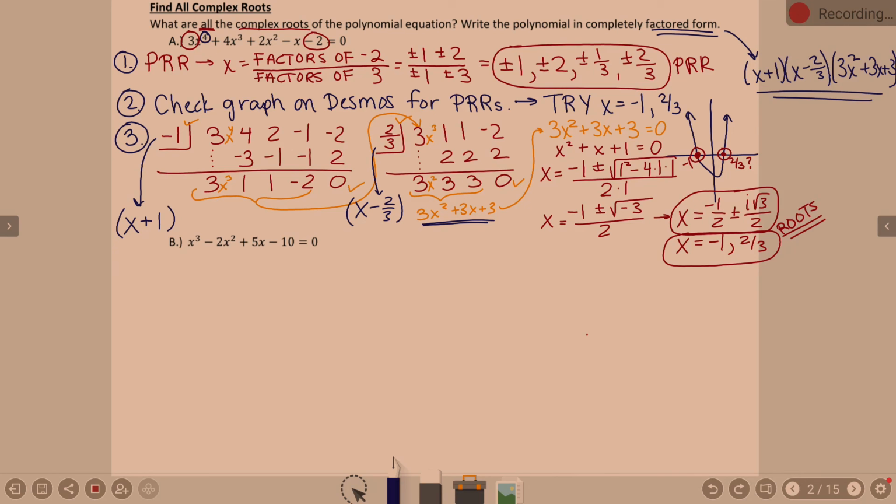It depends on which question they're asking you. In some of the homework questions, they might just ask you for the roots. So you might just say x equals -1, 2/3, and the other ones. In some of your problems, they might ask for the factored form. So that is the x plus 1, x minus 2/3, and 3x squared plus 3x plus 3. In some of your problems, they might ask you for both. I don't remember exactly what the combination was there. Okay? That's a good day.